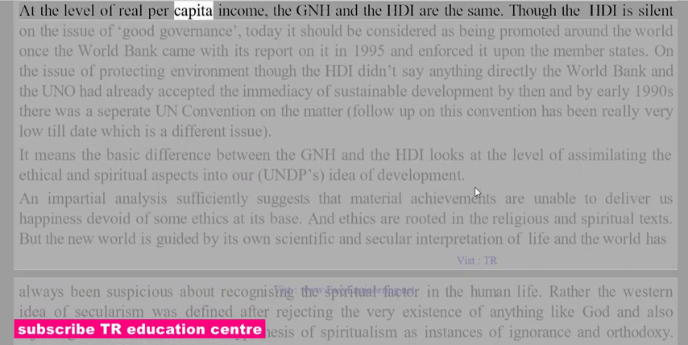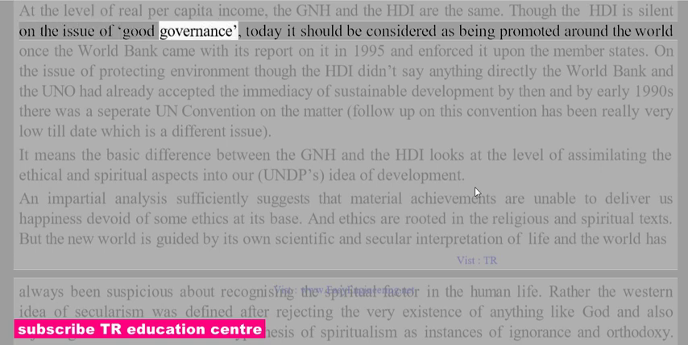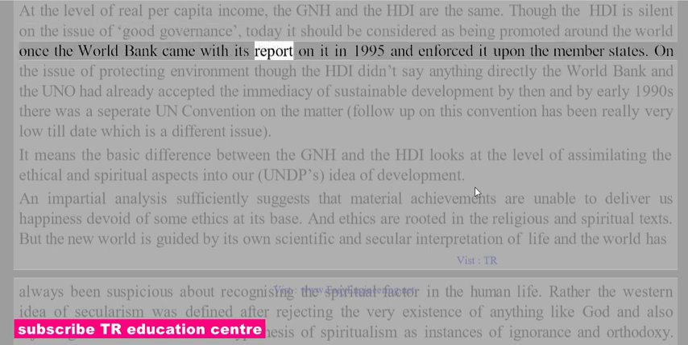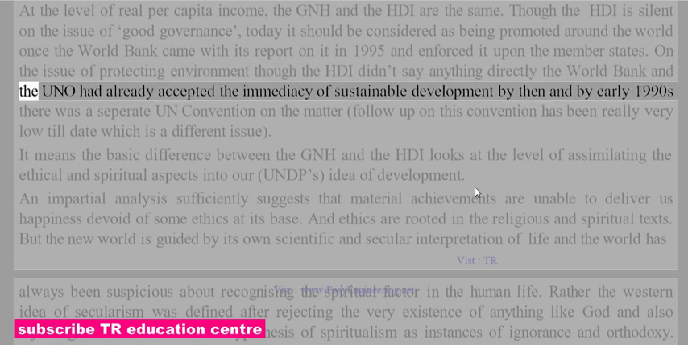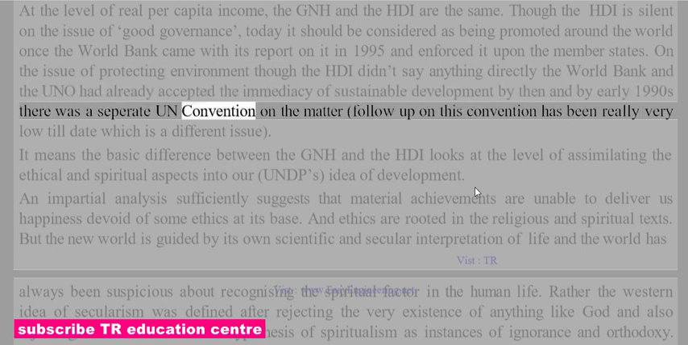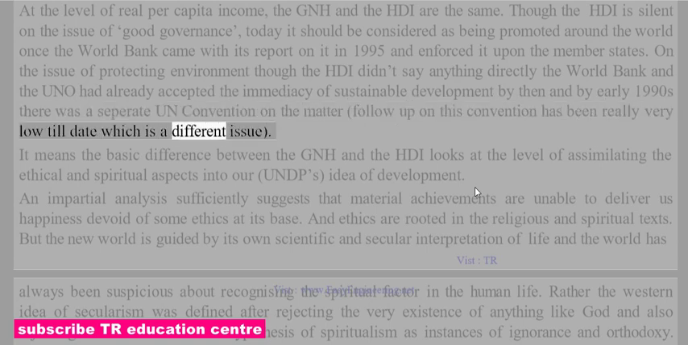At the level of real per capita income, the GNH and the HDI are the same. Though the HDI is silent on the issue of good governance, today it should be considered as being promoted around the world once the World Bank came with its report on it in 1995 and enforced it upon the member states. On the issue of protecting environment, though the HDI didn't say anything directly, the World Bank and the UNO had already accepted the immediacy of sustainable development by then, and by the early 1990s there was a separate UN convention on the matter. Follow-up on this convention has been really very low till date, which is a different issue.